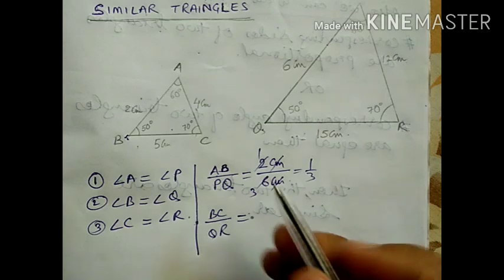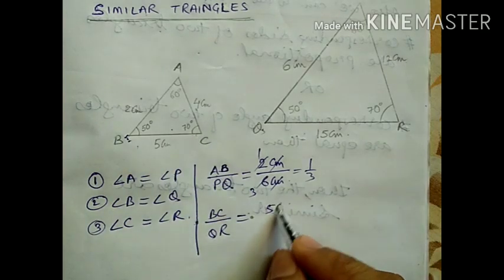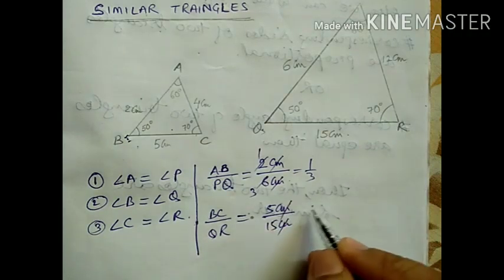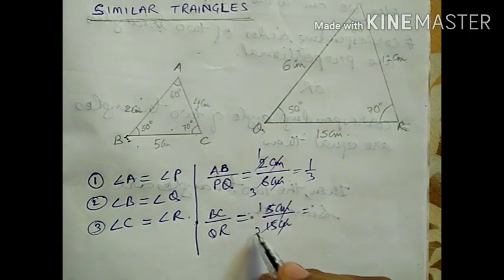Equals to, the value of BC is 5 centimeter and QR is 15 centimeter. Centimeter cancel, 5 1 3. That means there we get 1 by 3.